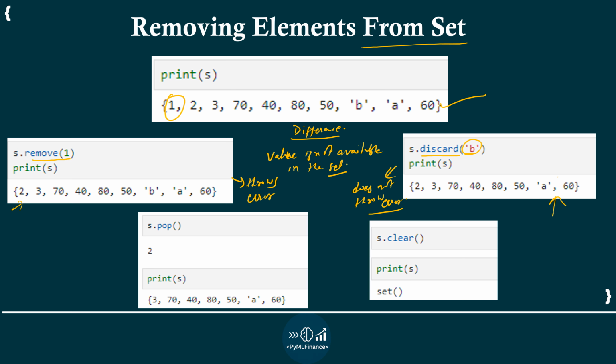Now you have another method, that is pop. This pop is used to remove any random element from the set. It removes any random element from the set. Now if you want to remove all the items from the set, you can simply use the dot clear method.